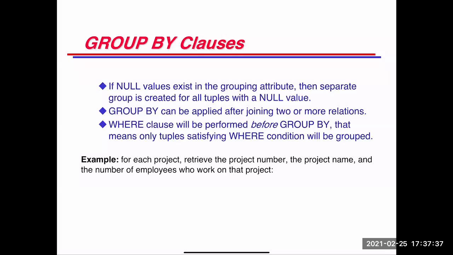So one question is whether it means that if null is present, then it forms another table. Not another table, but a separate group. Yeah, it's not a separate row, but a separate group. A group is like a set of these rows, a subset of these rows.